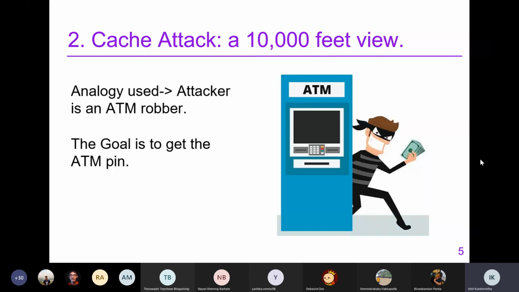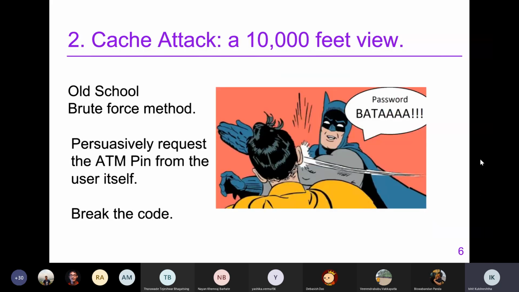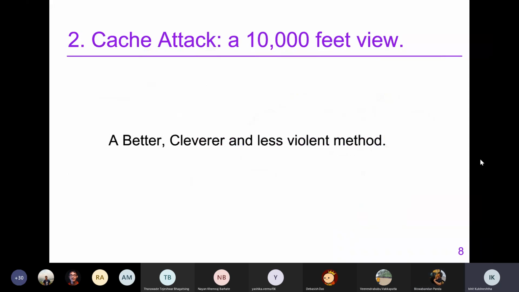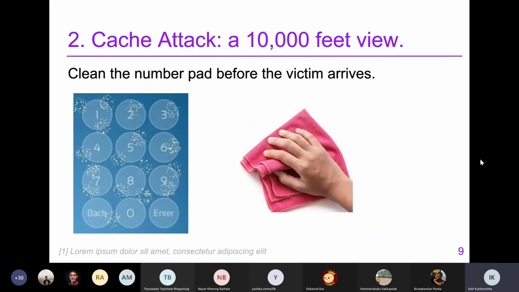To explain a cache attack, let's see the analogy of an attacker who's an ATM robber. The goal is to get the ATM PIN. The old school method would be to just persuasively request the ATM PIN from the user itself, so as to break the cryptographic code. But now cryptography has progressed a lot and it is very difficult. It is like the victim now has bodyguards. So we need a better, cleverer, less violent method. And it is the cache attack method.